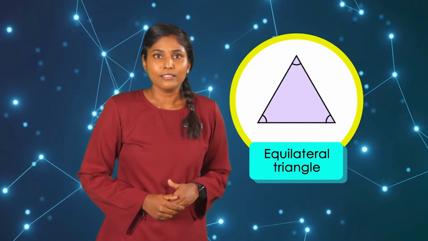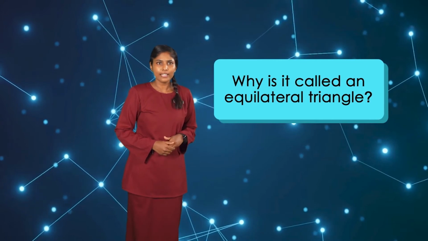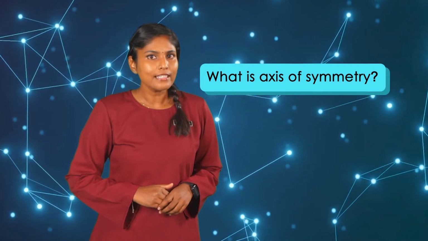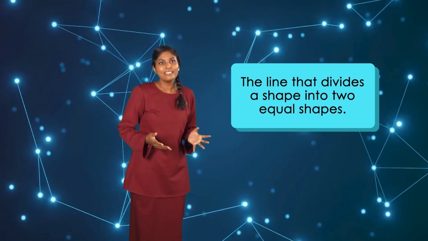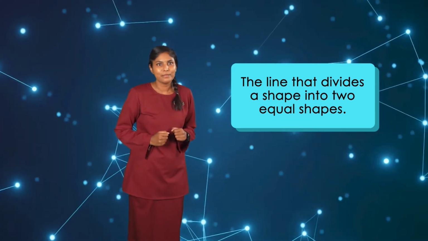This triangle is called an equilateral triangle. Why is it called an equilateral triangle? Let's look at the axis of symmetry of the triangle. Before that, I would like to ask you a question. What is axis of symmetry? Bravo! Axis of symmetry means the line that divides a shape into 2 equal shapes.